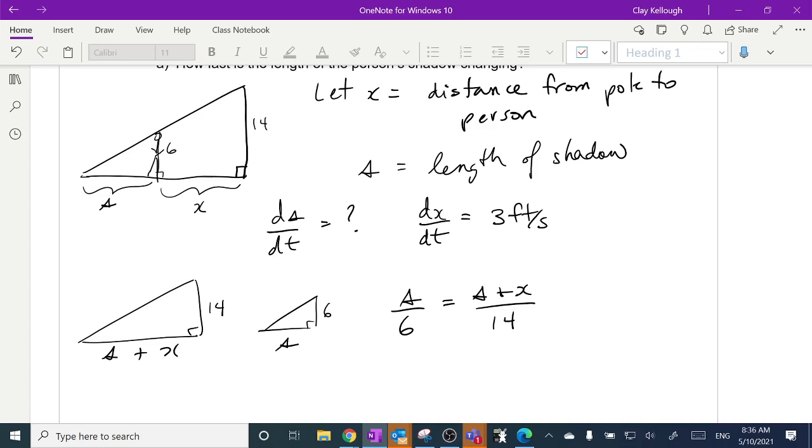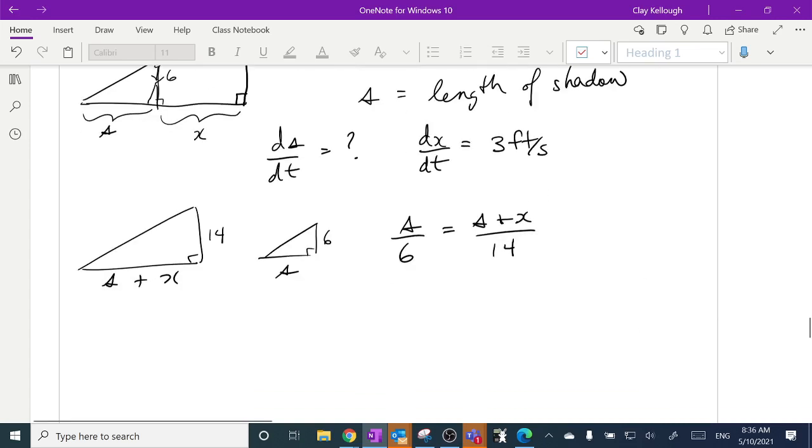Remember, this is the basis for all trigonometry, right? What is sine? Well, it's height divided by hypotenuse. What's tangent? It's height divided by base, right? It's got to be proportional for any triangle that has the same angle in it. Okay, so from there, let's turn this into something like a formula. So this would be 14s equals 6 times s plus x.